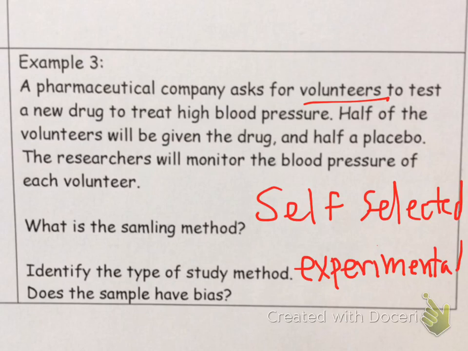And then the last one says, does this sample have bias? And I'm going to have to say no. I don't think that we've asked one group or not the other. We've been pretty equal about self-selecting, but they don't know whether or not they're being given the drug or not the drug. So there's no bias being formed here.